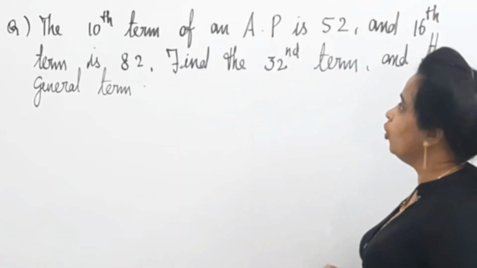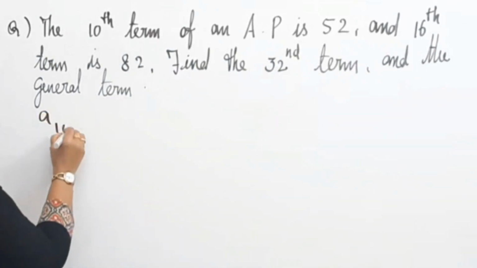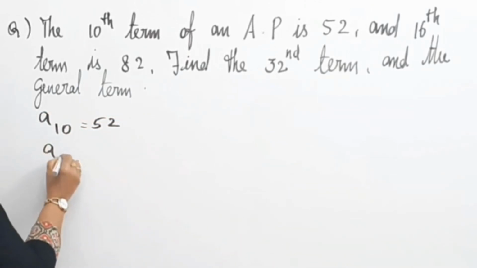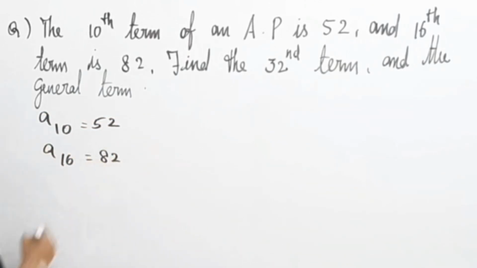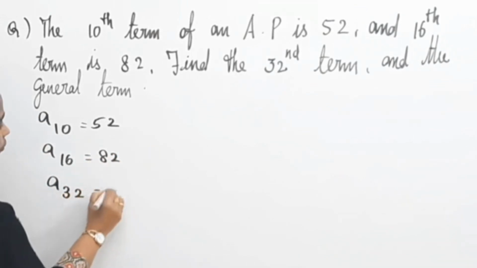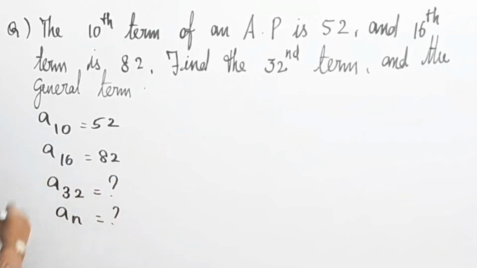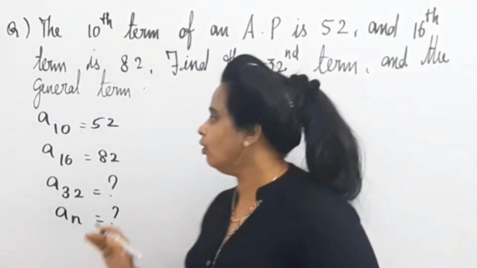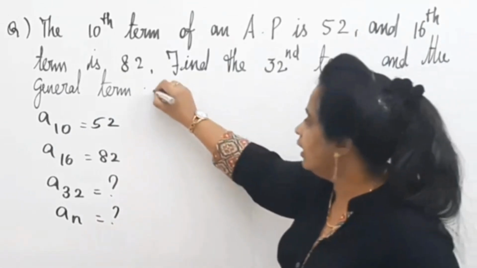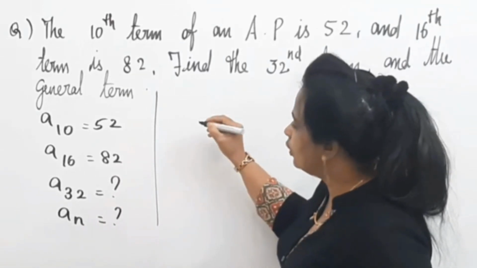The 10th term of an AP is 52. So you are given a10 is equal to 52, and the 16th term is 82, a16 is equal to 82. Find the 32nd term. That is, I have to find a32, and the general term an is equal to... So you hope what is given is understood, and what we have to find, that is also understood. Children, we know a10 is equal to 52.